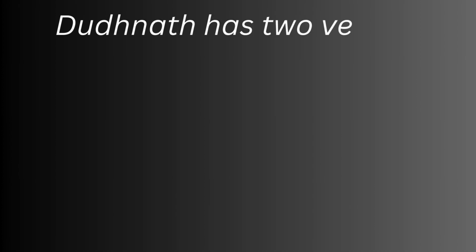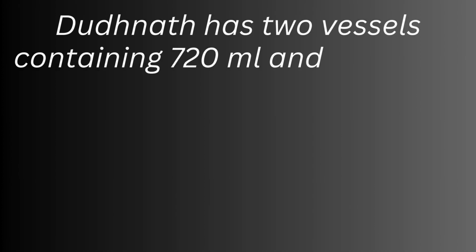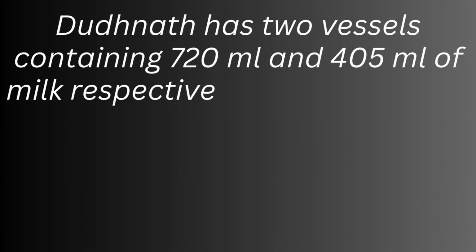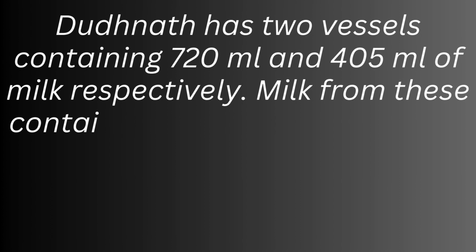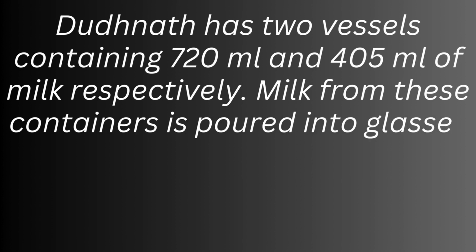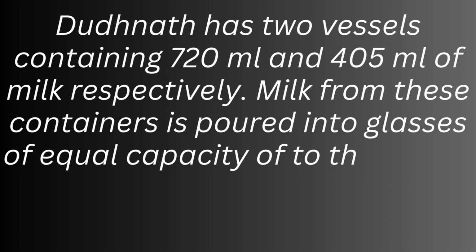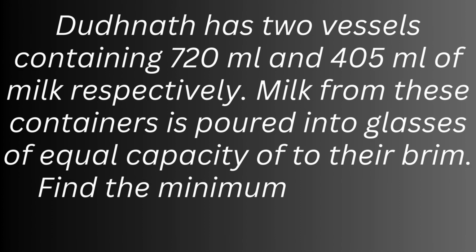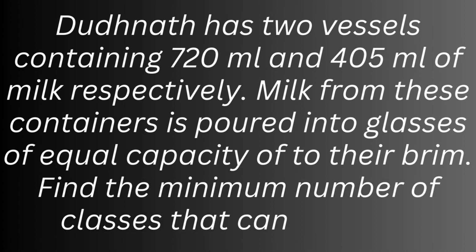Question says Dudhnath has two vessels containing 720 ml and 405 ml of milk respectively. Milk from these containers is poured into glasses of equal capacity to their brim. What we have to find out is the minimum number of glasses that can be filled.